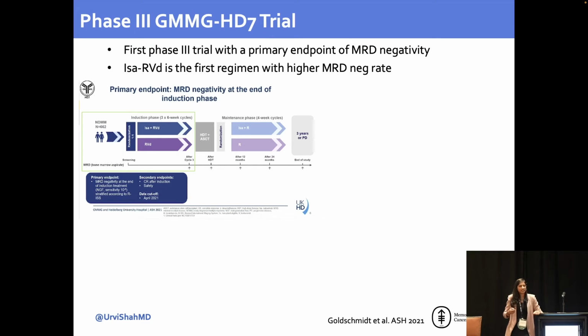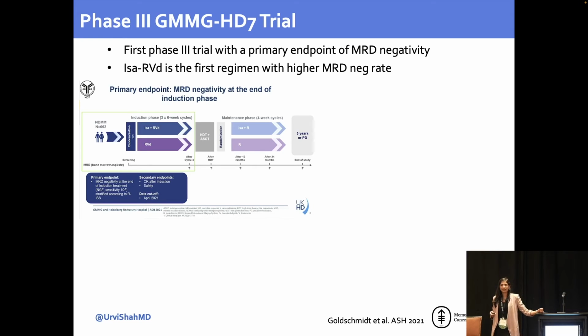Now we're seeing more studies using MRD negativity as a primary endpoint. So this is the phase 3 GMMG HD7 that was run mainly in Europe. And it's the first phase 3 trial with a primary endpoint of MRD negativity. And isatuximab, Revlimid, Velcade, dexamethasone was the regimen used in the study.